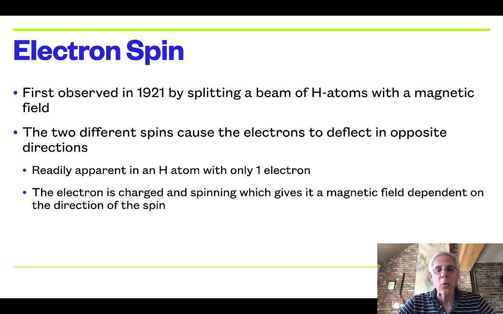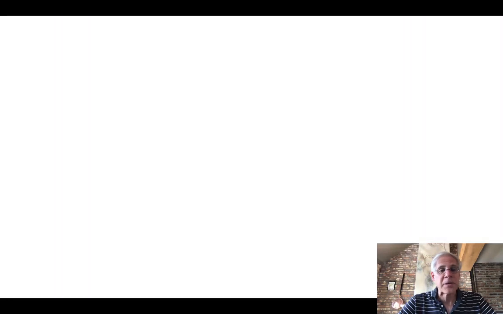If we think about what an electron is doing, it turns out that it's actually spinning in space, and because it's charged and spinning, that gives it a magnetic field that is dependent on the direction of the spin. And so that magnetic field develops a direction based on the direction of that spin.